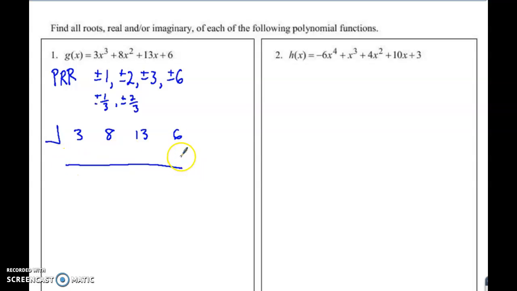And another clue, as you think about all the other things we've learned, notice that we're going from a positive to a positive to a positive to a positive. So none of these positives will work because there's no sign changes. When you look at synthetic, your goal is to get a remainder of 0. Well, how can you get a remainder of 0 if you keep multiplying by, let's say, positive 1? Positive, positive, positive. Nothing will go away.